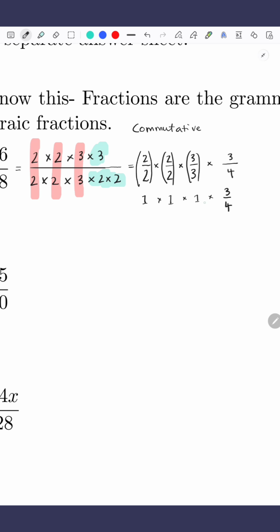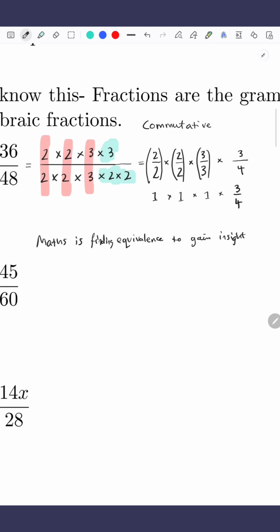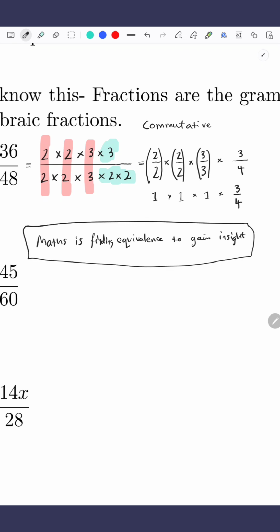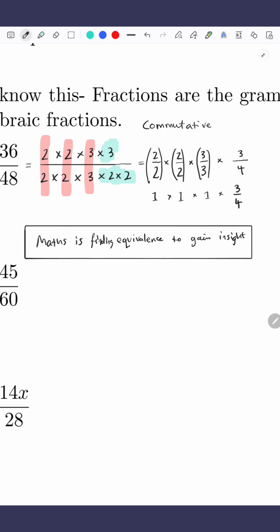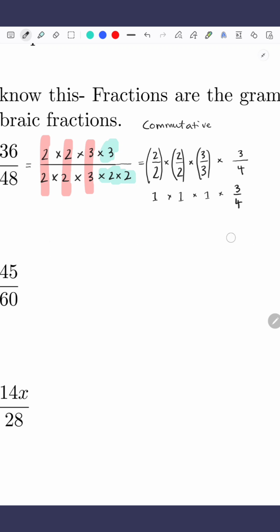Okay, so this is the real reason why, and hopefully now you can see, and you've got some tools that you can change one form to the other. I often say that maths is finding equivalence to gain insight. And this is what we did up there. We found something that was exactly the same, and then that gave us an insight into how that worked. Okay, let's get on with the next one.